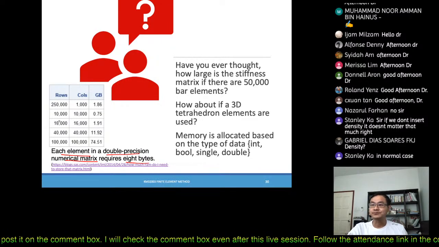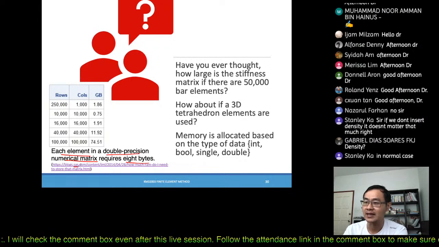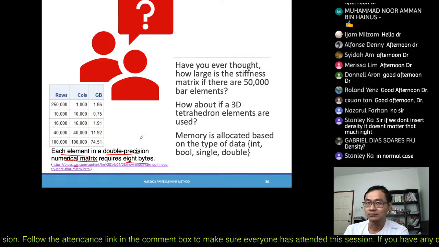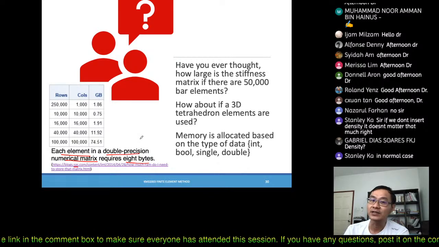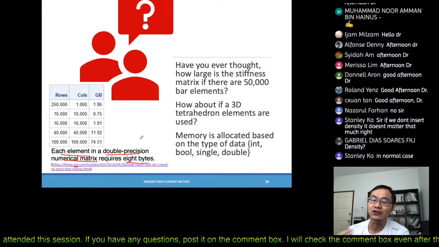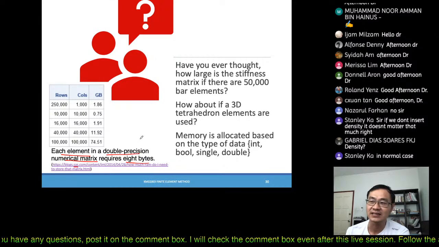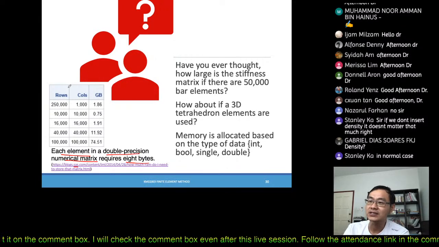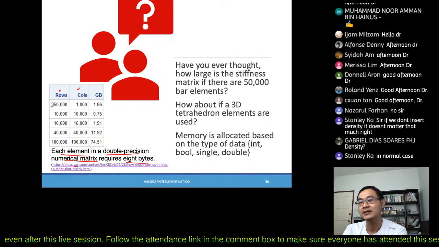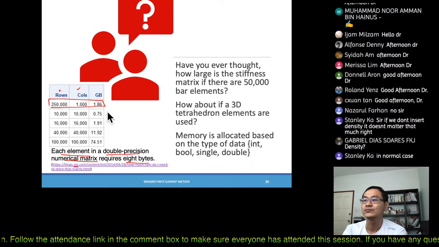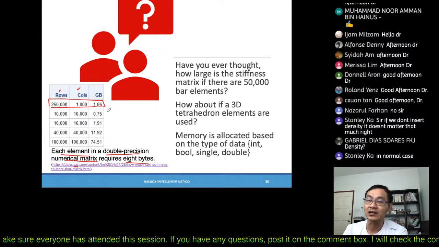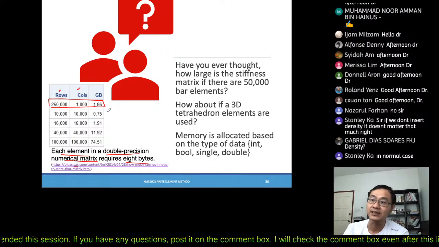This one is just from the SAS company, a software company that does computational work, not FEA. But the idea of the calculation still uses matrices, so it is similar. You will see that if the matrix contains this number of rows and this number of columns, it may take 1.8 GB of your memory, in terms of RAM.